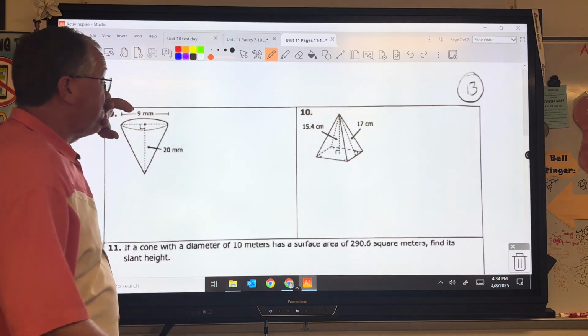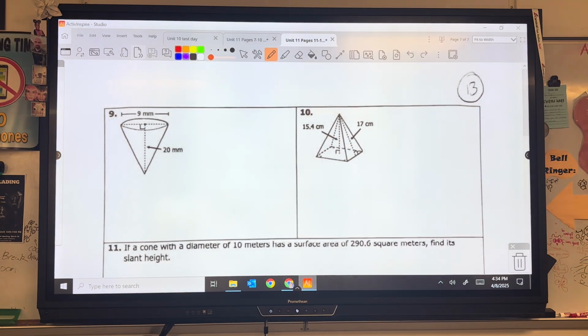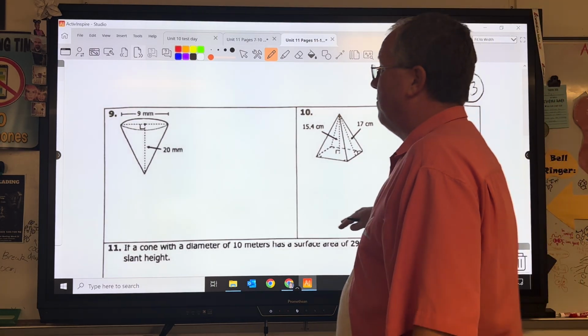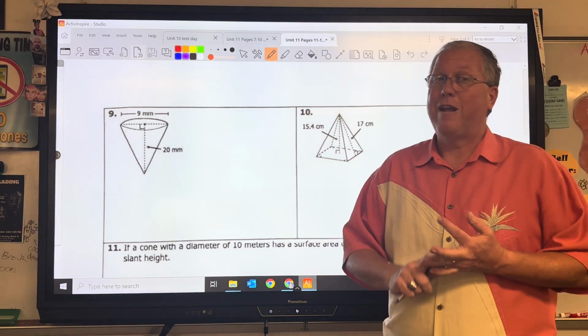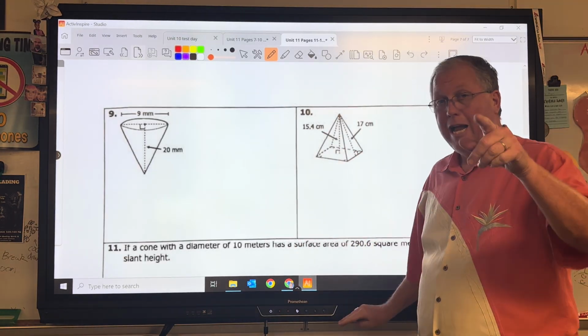Now, on your homework, I believe this is the homework page. Let me double check real quick before I say anything else. I apologize for stepping off screen for a minute. Yep, your homework is going to be on page 13. So check the problems on page 13. You've got cones and you've got pyramids. So take all the notes, do your homework. I'll see you guys next time.